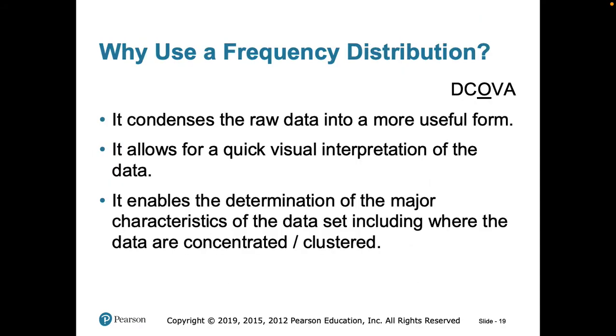Why do you want to use a frequency distribution? Very easy. It puts all the raw data into a useful form. People can just look at it and don't have to analyze the data. They're already saying, wow, yeah, you know what? That's convenient. We had a cold winter because 70% of the days were below 40 degrees. Also, it allows for a quick visual interpretation of the data. And finally, it enables the determination of the major characteristics of the data, including where the data are concentrated in clusters, so you can see where most of your data is coming from. Those are the advantages of using a frequency distribution.